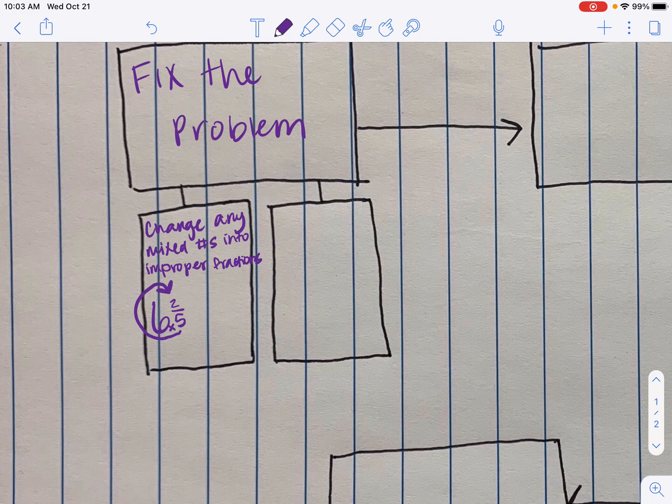So right here we multiply. Up here we add. So 5 times 6 is 30. Plus 2 is 32, so that becomes my new numerator. And remember, my denominator just stays the same. So that is my new fraction. It's the same thing, but now it's easier to work with.